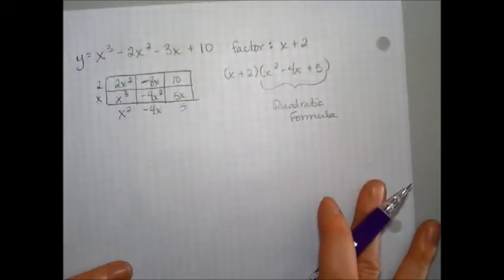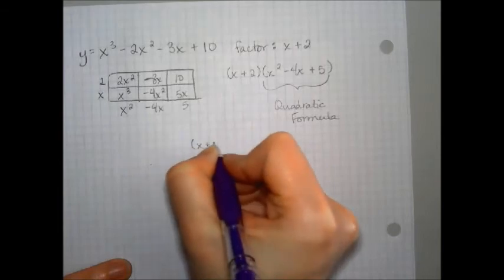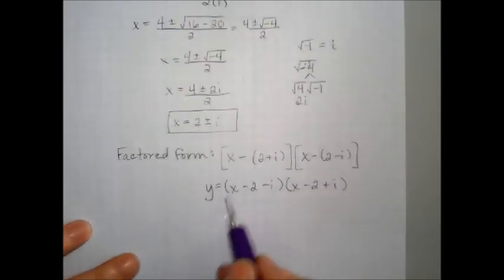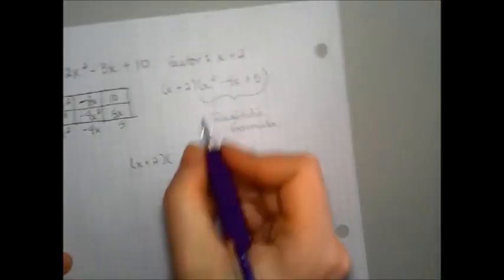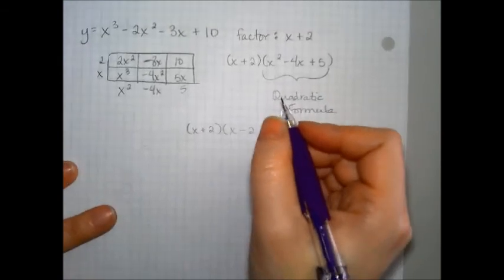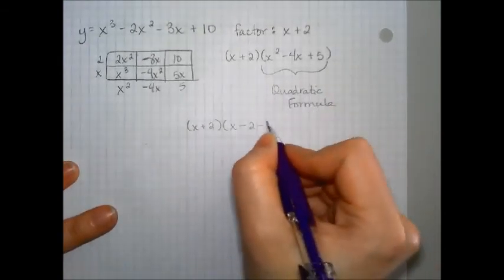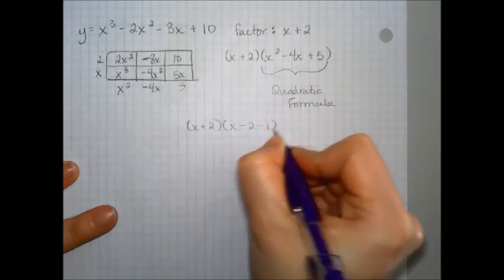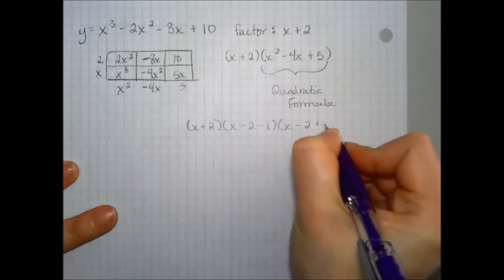So then my fully factored form, based on what I had on the other side, is going to be x plus 2 times x minus 2 minus i times x minus 2 plus i. So x minus 2, sorry, all sideways. Not 1, sorry, i. X minus 2 minus i times x minus 2 plus i.